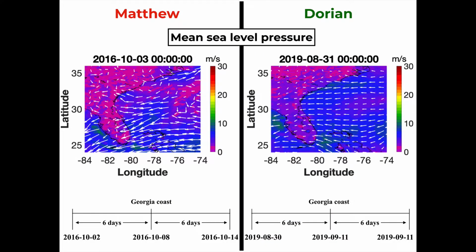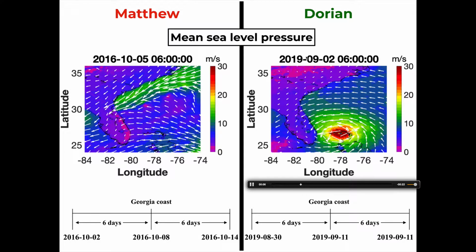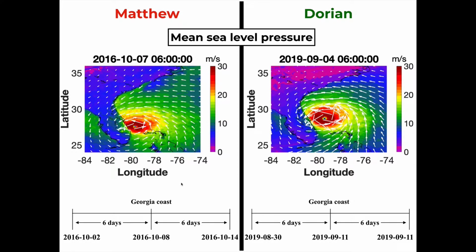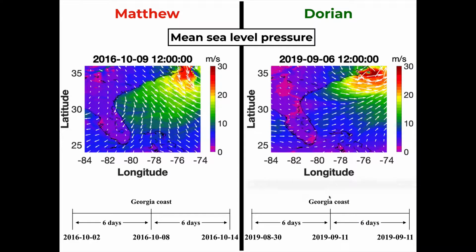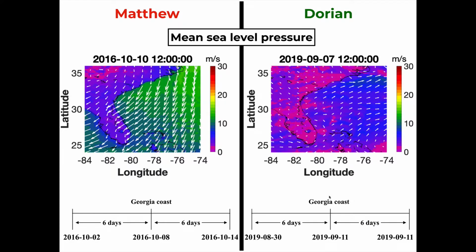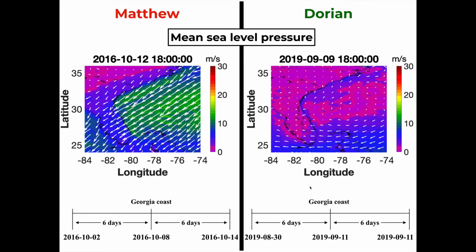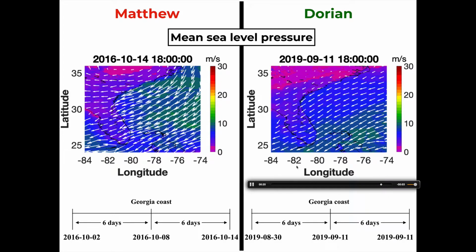Now, a good question for scientists is, if we look, this is a map now, an animation that shows the arrival of these hurricanes, on the one side Matthew and on the other side Dorian, and this is mean sea level pressure. This is the atmospheric counterpart of these hurricanes. If we look at this evolution, and let's just play it one more time, we see that the track of these hurricanes was quite similar.